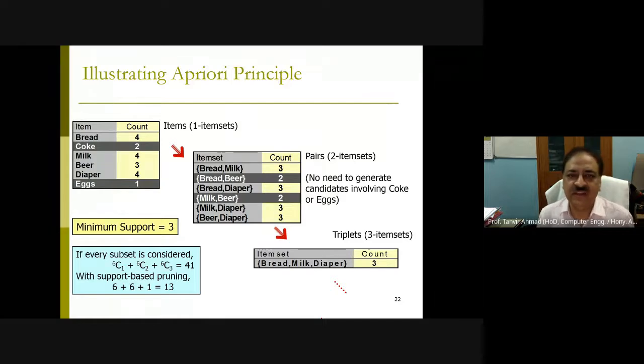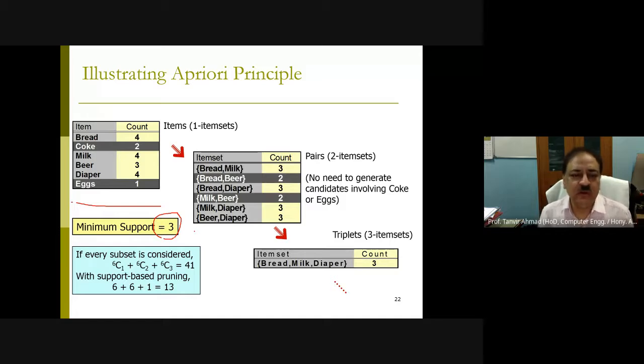Now let us try to understand the Apriori principle. Suppose this is given. These are the items I generate from the table, and I get bread count equal to 4, Coke is 2, milk is 4, beer is 3, and so on. This has been generated from the particular table which was shown to you earlier. I count all the occurrences of bread, 4. I count the occurrences of Coke, equal to 2, and I take some minimum support. This minimum support is user defined. It means this support is given by you.